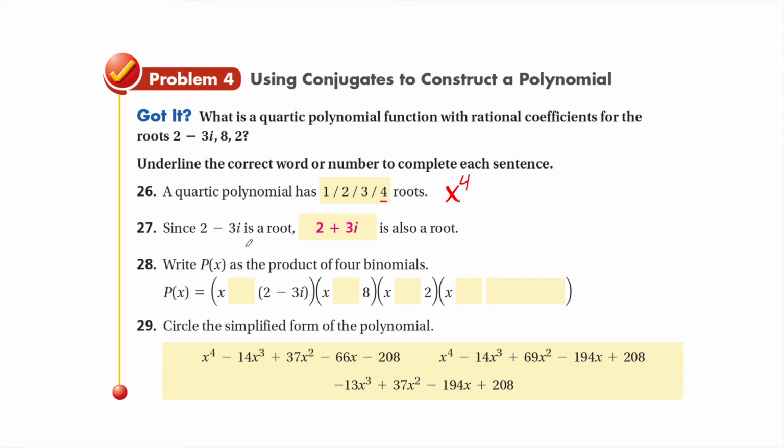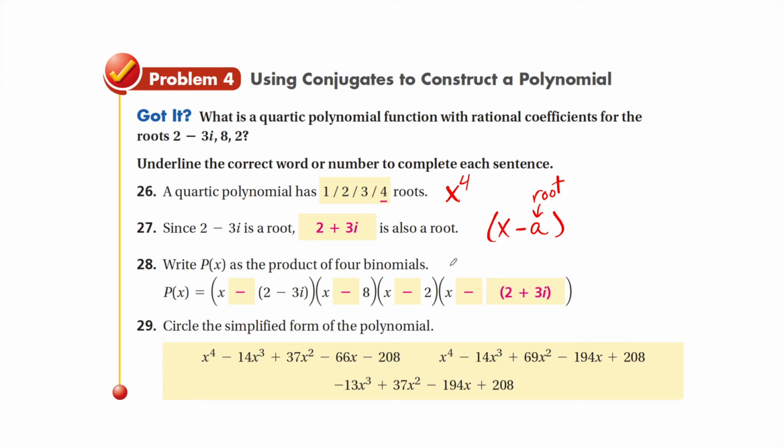Write p of x as a product of 4 binomials. Well, remember, our factor is our x value minus whatever our a value is, and our a is going to be considered our root. So essentially, it's just going to be x minus whatever our root is. So we have x minus a 2 minus 3i. We have an x minus an 8, an x minus 2, and finally we'll have our last root, which is x minus, in parentheses, 2 plus 3i.